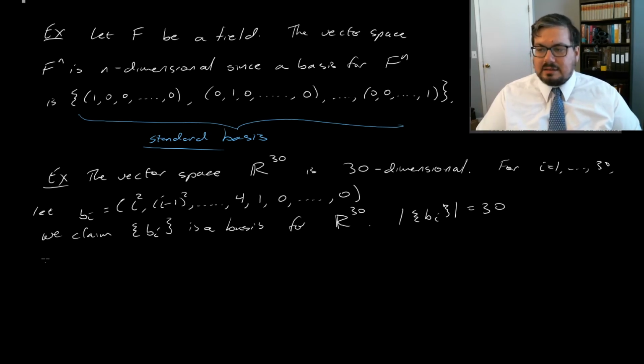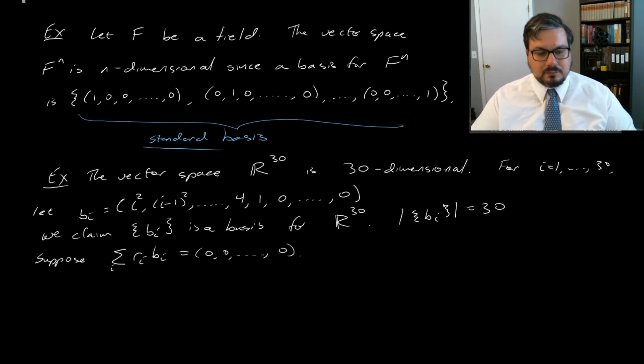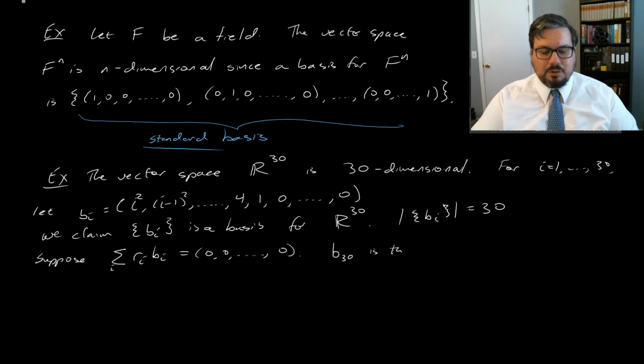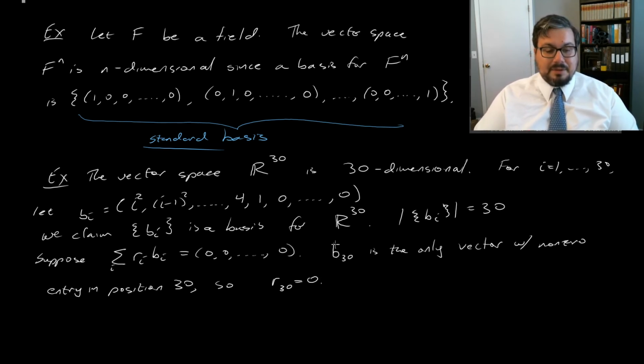So, let's suppose that we have a sum of r_i b_i's equaling the zero vector (0, 0, ..., 0). Now, you'll notice in this construction that b_30 is the only vector with a non-zero entry in position 30. So this means that r_30, its coefficient here, must be equal to 0. Because if it were something else, then you couldn't possibly get a 0 in the 30th position in this linear combination. So we can conclude that.